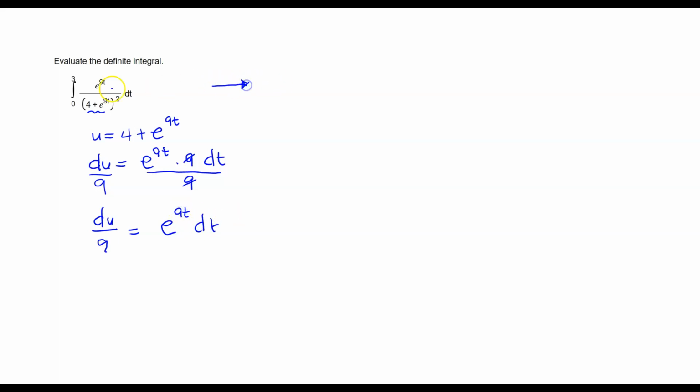And so the expression here becomes, this will be replaced by du over 9. So you can take out that 9, and so you have 1 over 9 du all over. Now the denominator will just be u squared.